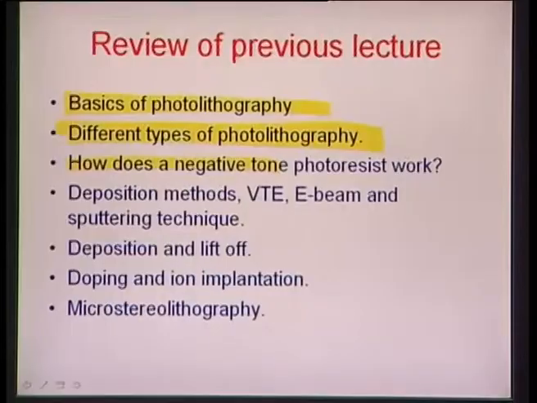We also talked about how a negative tone photoresist would typically work. It's a combination of an epoxy resin, a solvent which is normally cyclopentanone, and a photoacid generator. As and when the light falls onto the photoacid generator, it generates an additional proton. It's a weak acid or Lewis acid, and the proton diffuses into the epoxy resin network and opens up the epoxy chain, cross bonding them to each other.